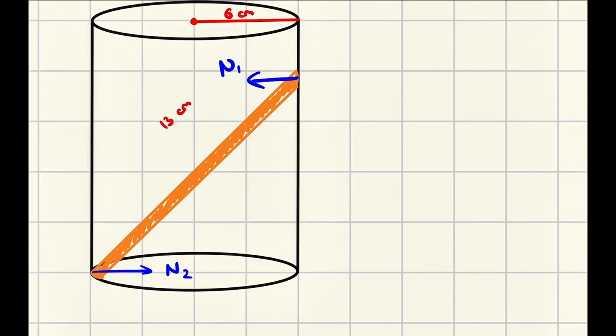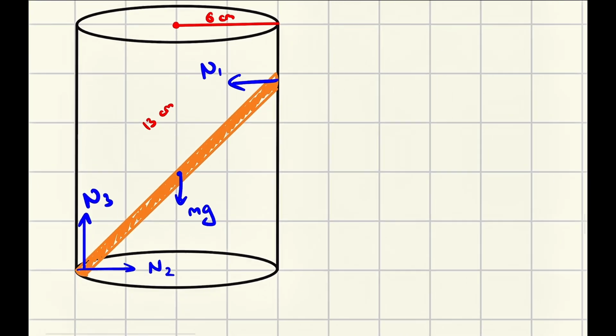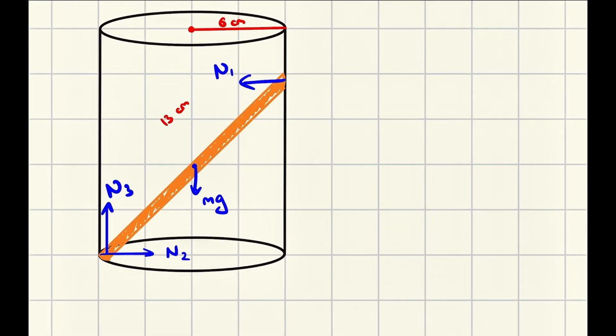Also, we have this vertical normal force 3, which doesn't let our stick fall downward. And also there is a force, it is weight definitely, which comes from the center of mass. Okay, so I believe these are all the forces which are acting on our stick in this case.